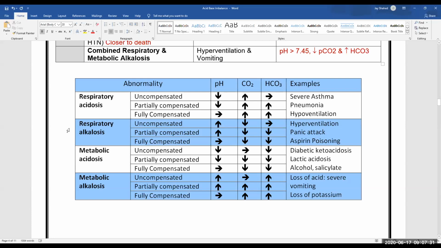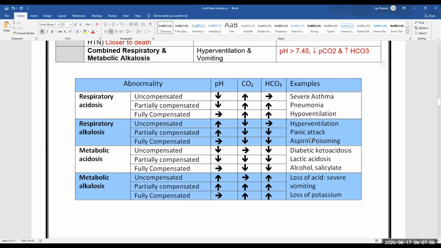So respiratory alkalosis, again, it has something to do with getting rid of the CO2. Hyperventilation will get you to breathe out the CO2. Panic attack, what happened to you when you're panicking? Hyperventilate. Yeah, so you're hyperventilating, you're getting the same thing. How about aspirin poisoning?